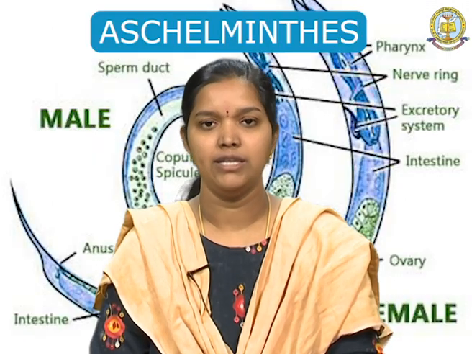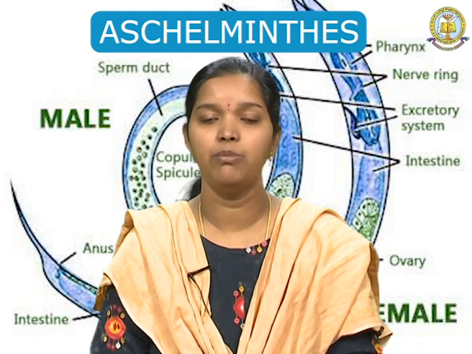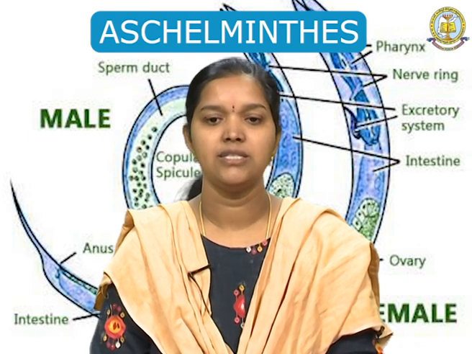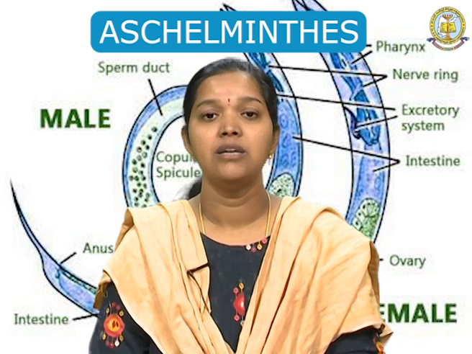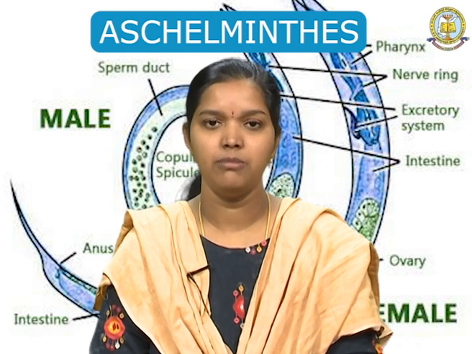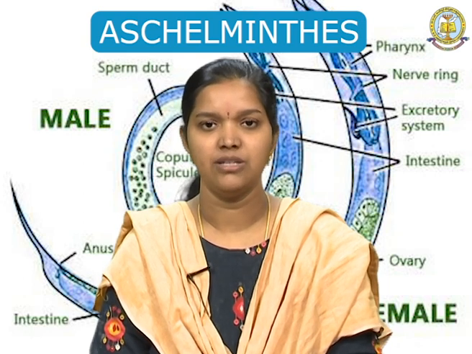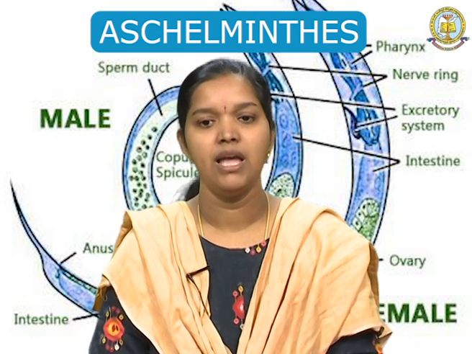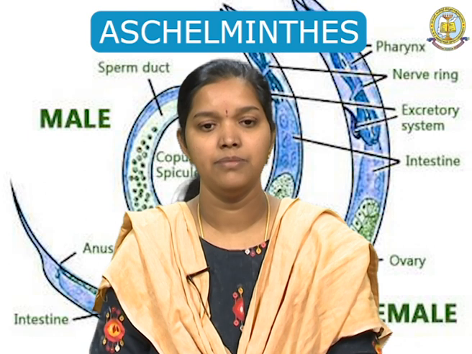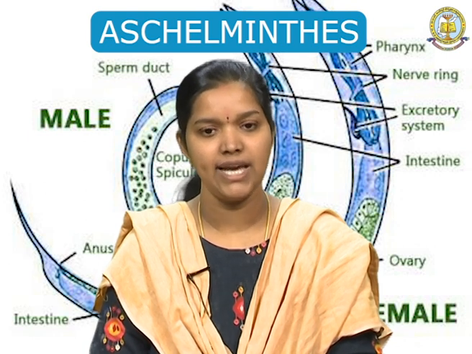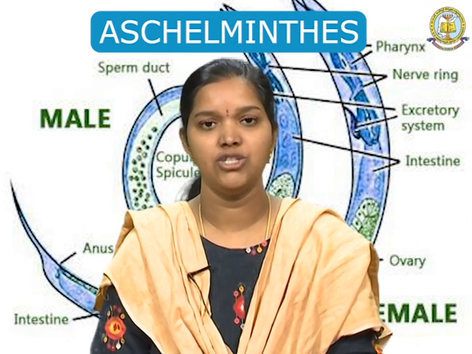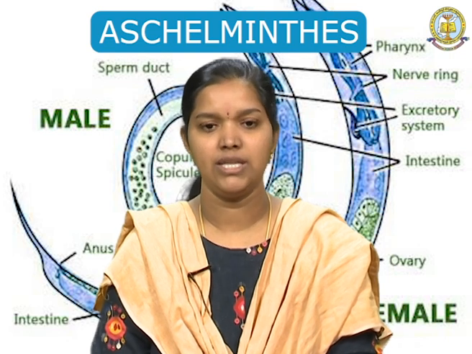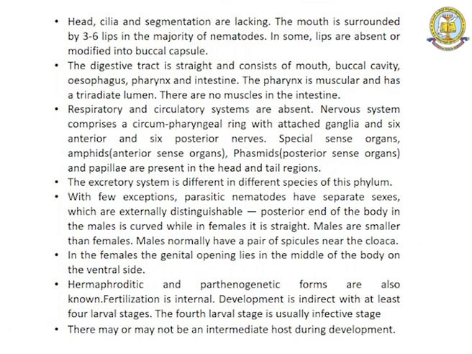And hermaphrodites, that means the organism which has both sexual organs, are seen in some organisms. And parthenogenesis, that means the development of embryo within the female organism without any fertilization, is seen in some organisms, and the fertilization is usually internal, and development is indirect, which has 4 larval stages, and usually the 4th larval stage is the infective stage, and there may or may not be any intermediate host during their development.